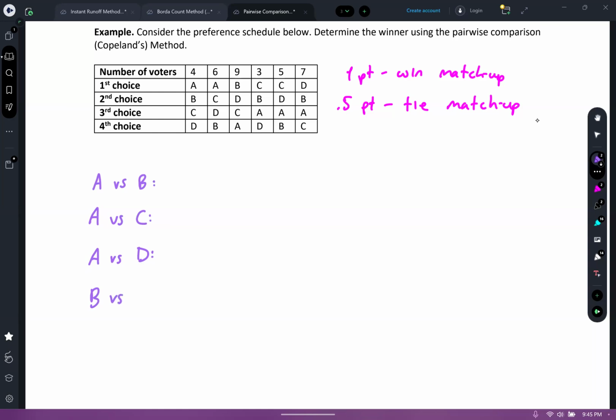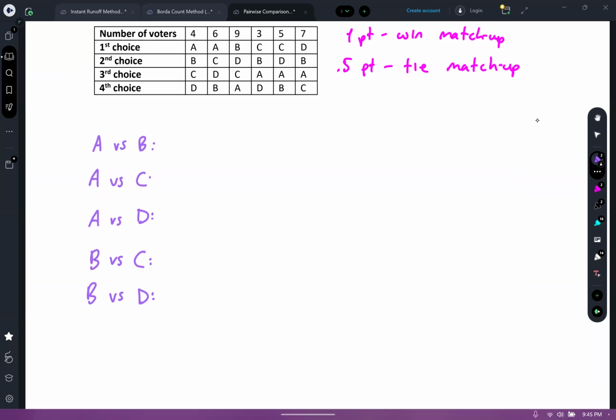I don't need to write down B versus A because we already have an A versus B matchup, so that would be redundant. So the next possible matchups would be B versus C and B versus D. And that would be all of the matchups where B is one of the candidates. Then lastly, moving on to C, we would have C versus D. And I think that's it. Because I wrote those down in an organized way, that helps me feel confident that I wrote down all possible matchups. So let's go first to A versus B.